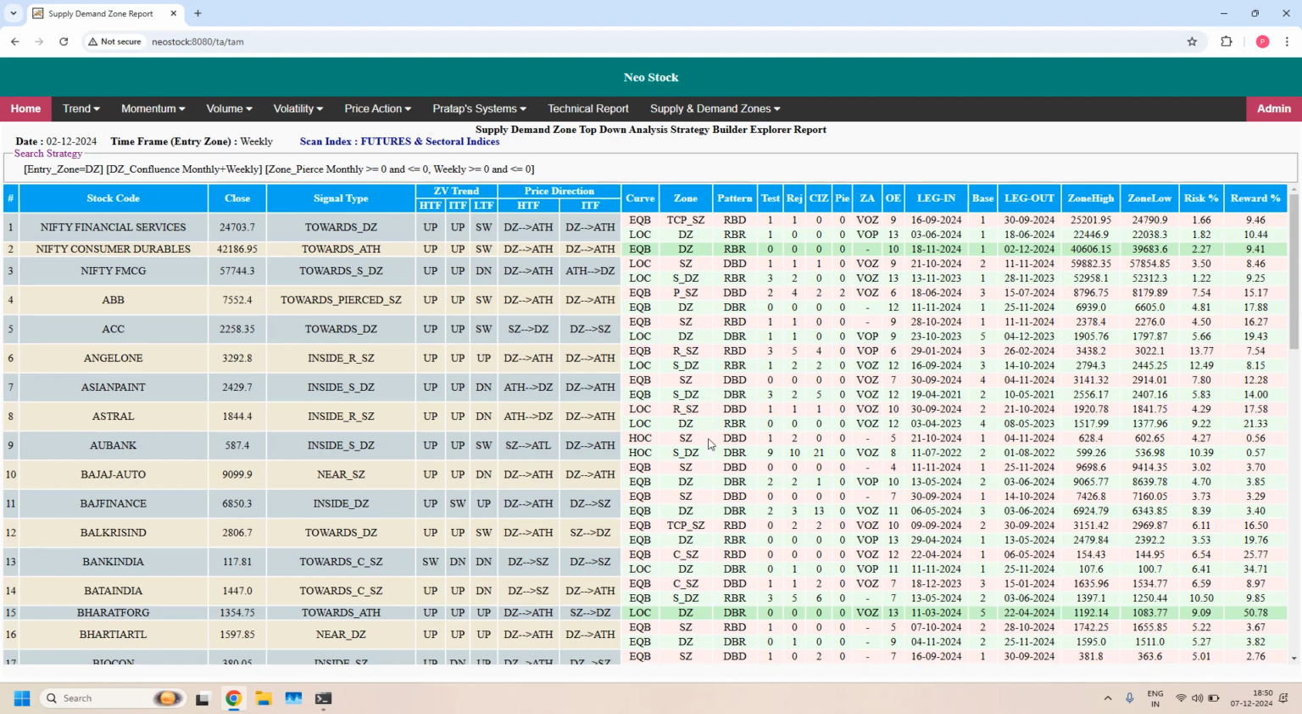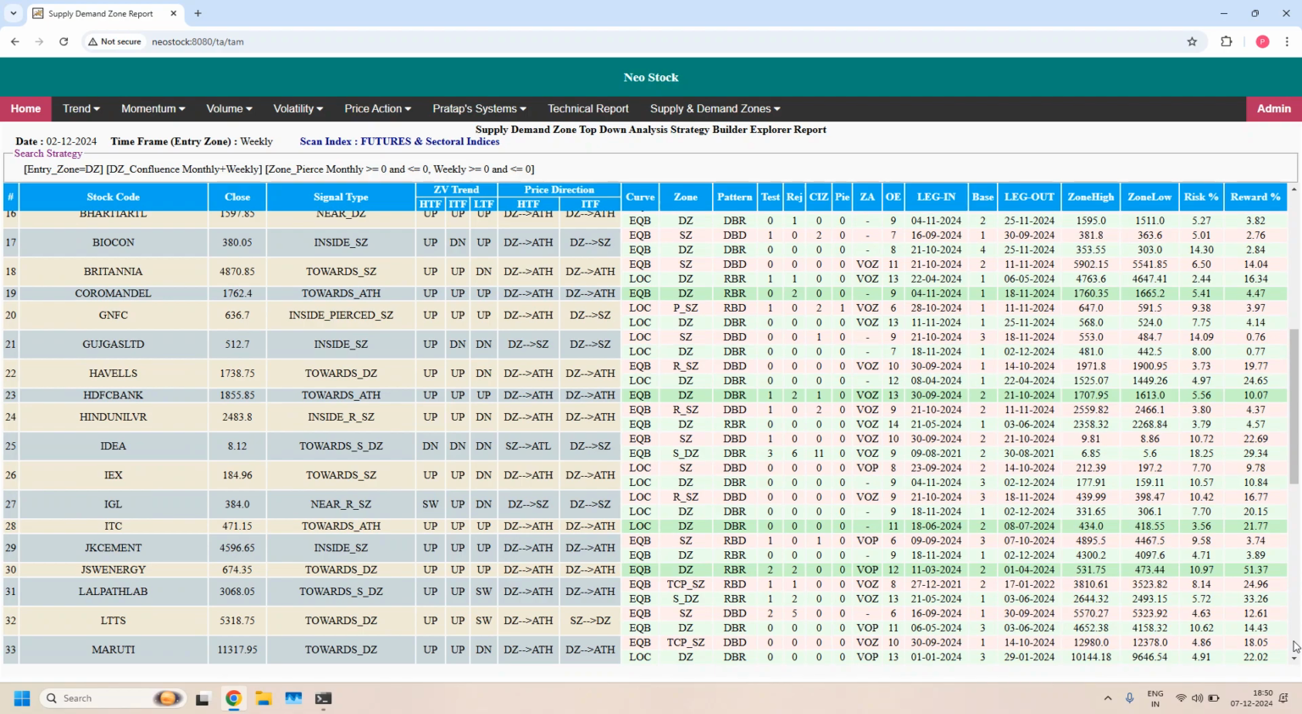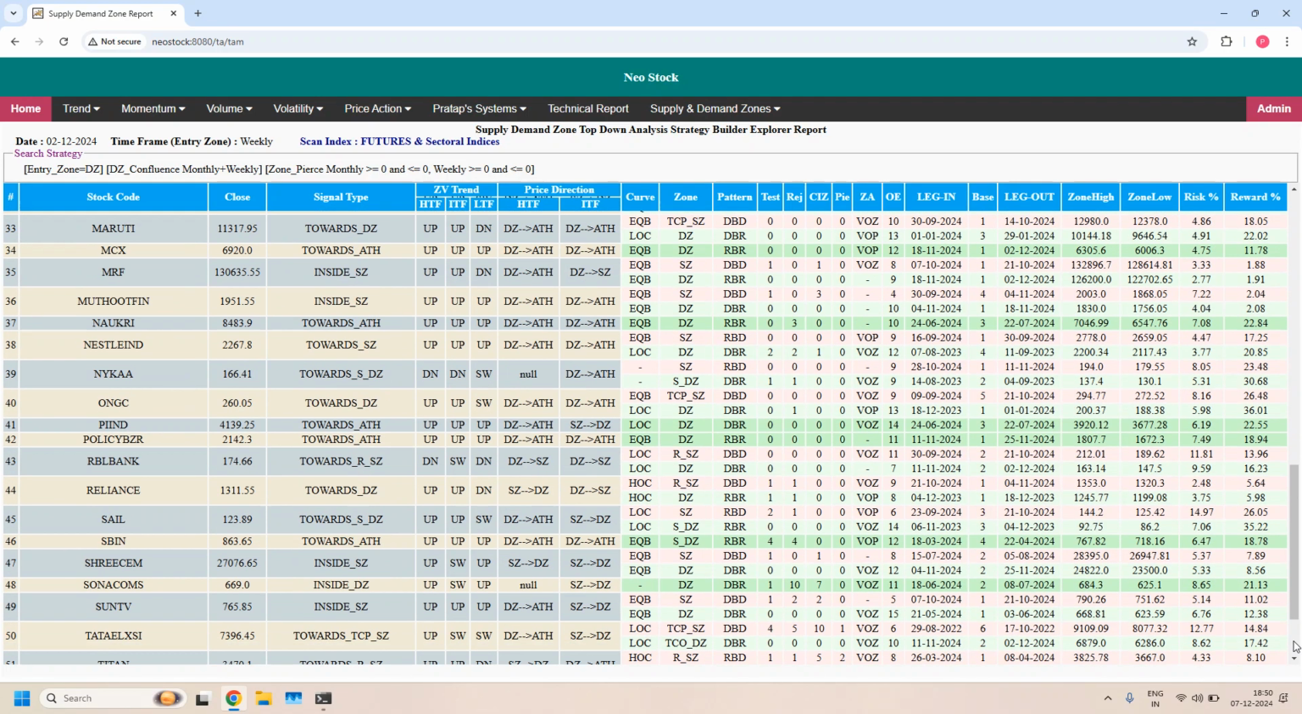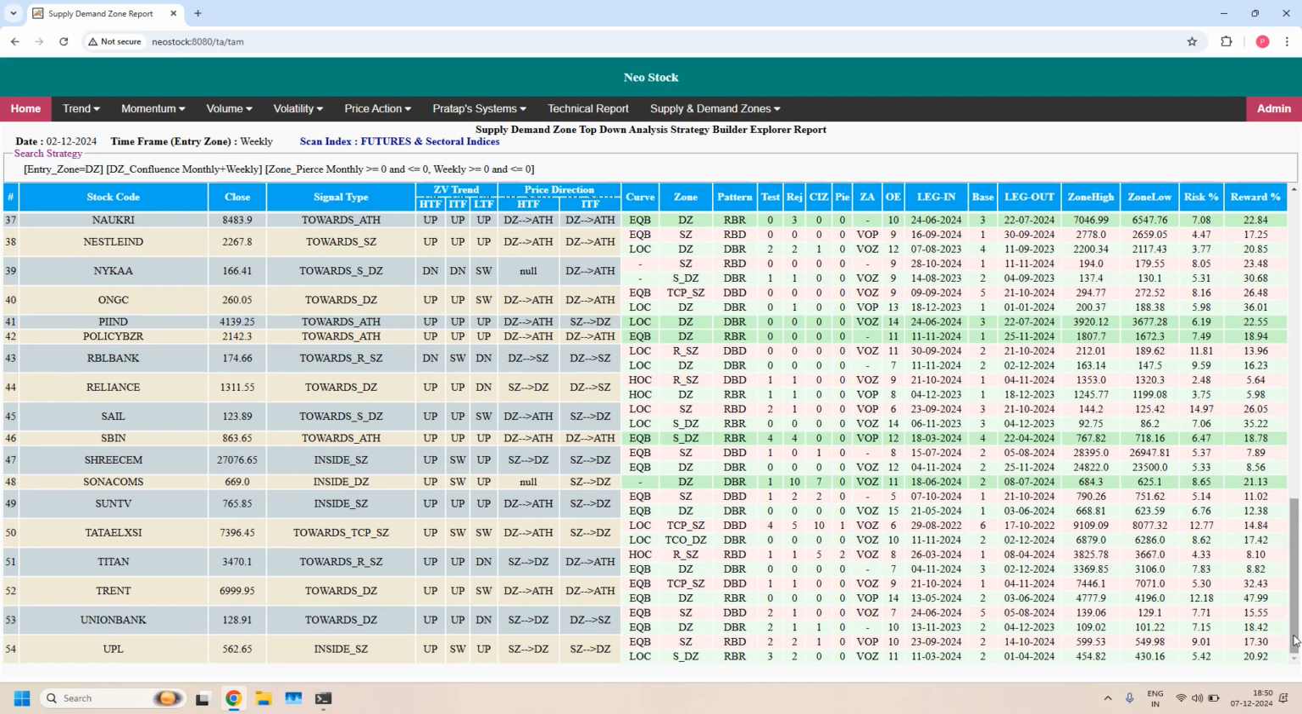So these weekly demand zones are part of the monthly demand zone. Weekly zone confluence with monthly zone. Let me scroll the list down. So total 54 stocks are filtered. In all these 54, weekly demand zones are part of the monthly demand zone. Now let us further filter this list by looking for the next level of zone confluence.